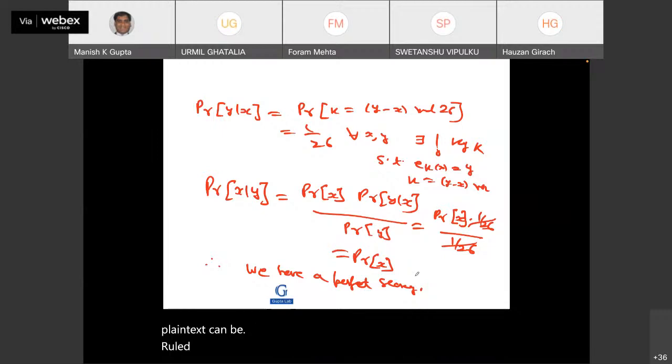So basically, you don't have an exact mechanism to find the plaintext. That means exhaustive key search will not succeed in breaking a cryptosystem that achieves perfect secrecy.